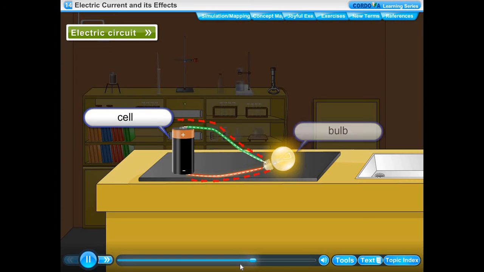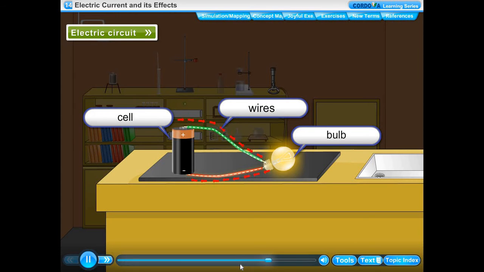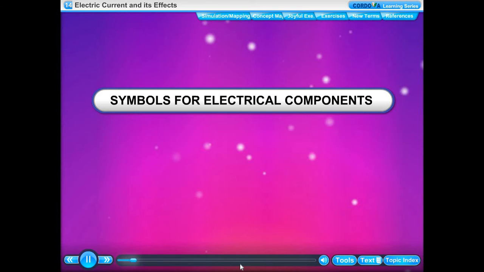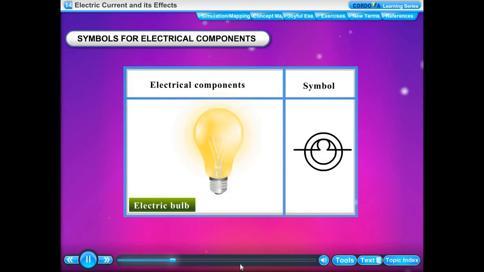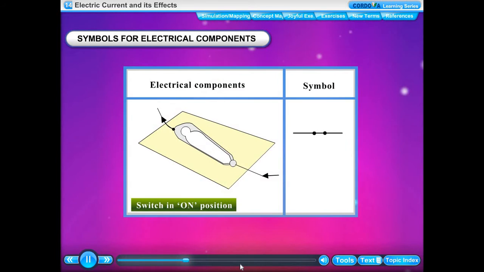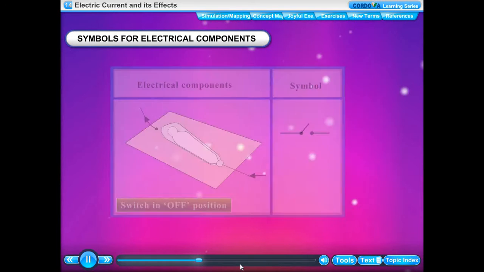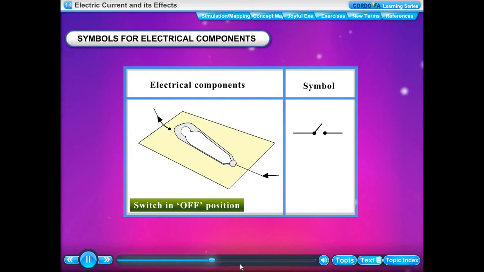A conducting wire, say copper wire. An electrical appliance like a bulb, a switch, a key. Symbols for some electric circuit components. Electric cell, electric bulb. Switch in on position, switch in off position.